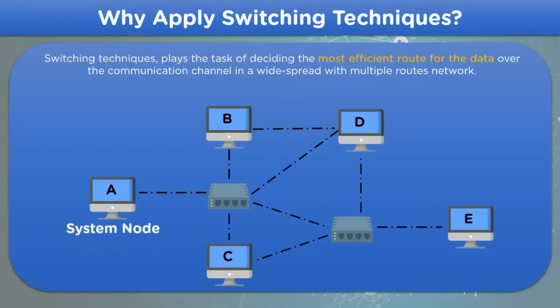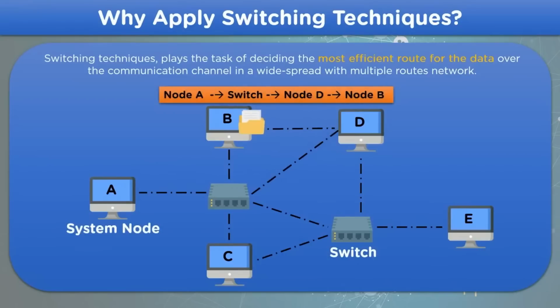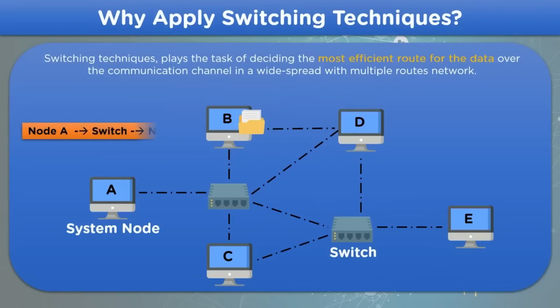For example, if we want to send some data from node A to node B, we can do so by moving from node A to a switch, then node D, then to node B. But doesn't this seem too long? This is where the switching techniques play their role. Using the switching technique, we can choose the smallest and the most efficient way, that is node A, switch, then to the node B.